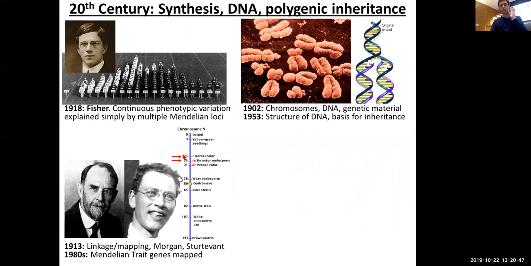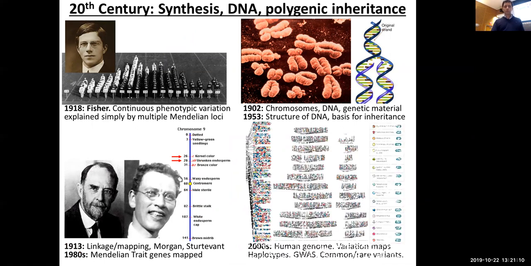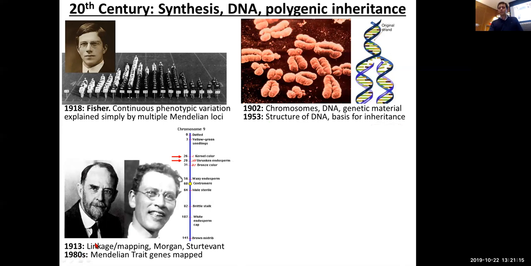The fact that two things are slightly non-independent if they get closer and closer to each other, and that this non-independence can be quantified and mapped into genetic distances, giving a linear order to the genetic traits, which, as you notice, was done a good 40 years before the structure of the DNA was even solved. So that led to a dramatic revolution in the 80s, when we could start mapping Mendelian traits through families using exactly this approach, which was worked out almost 70 years earlier.